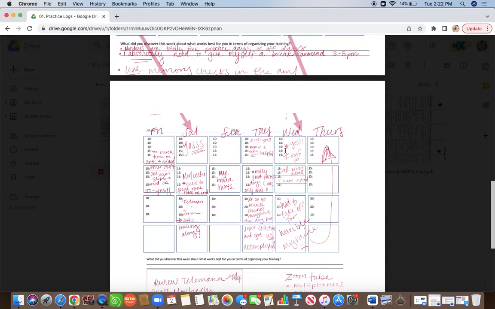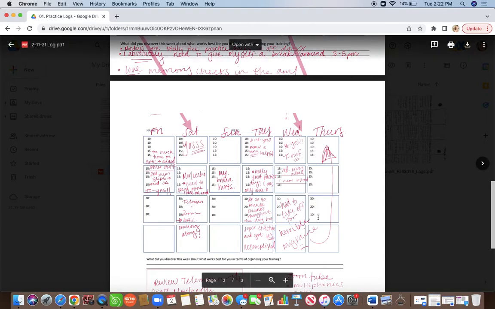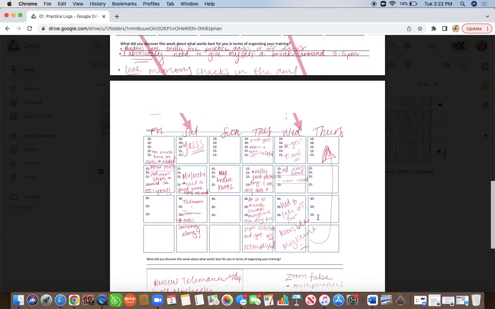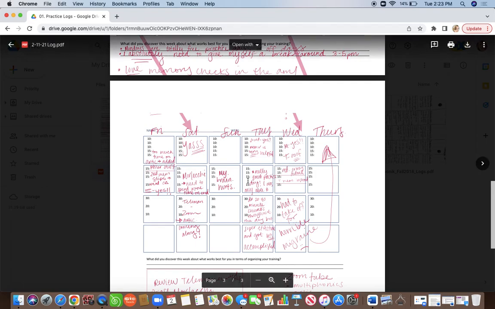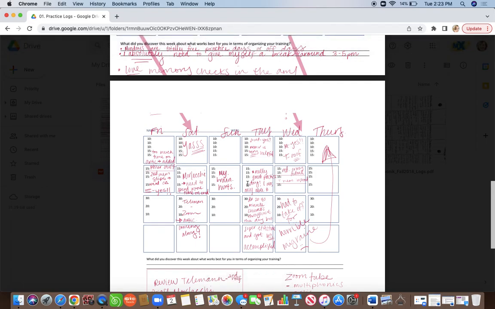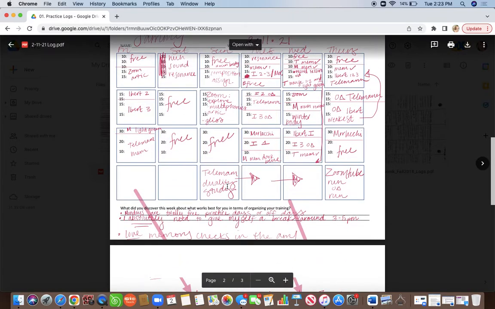I really liked what I was doing with Morlocki, but I did not like what I was doing with Telemann that day. So this is just something for me to have checks and balances of how I am organizing my practice plan, if I like it, if I don't, and that helps me with the next week. Clearly, Sunday's second hour of practice was not the greatest, so maybe I won't do that again. What did I even do? Oh yeah, I did a whole hour of ZoomTube. That was really bad. That was poor planning on my part.